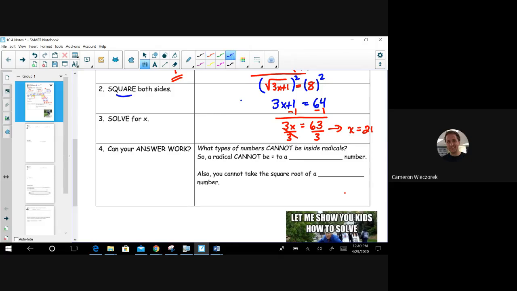And whenever you're solving radical equations, there's going to be some times when answers don't work. 21 is going to work, so I'm going to show you how to check your answer just to make sure that things work out nicely. But you always want to ask yourself, does my answer work?